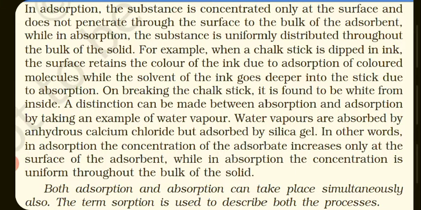In part 1 we have seen the example of adsorption and what is adsorption and desorption. In this video we will study about it further. So in adsorption, the substance is concentrated only at the surface and does not penetrate through the surface to the bulk of the adsorbent. तो जो एड्जॉर्बेट होता है वो एड्जॉर्बेंट की सिर्फ सरफेस पे रहता है, उसका डीप पेनिट्रेशन नहीं होता है. हमने एक एग्जांपल देखा था.